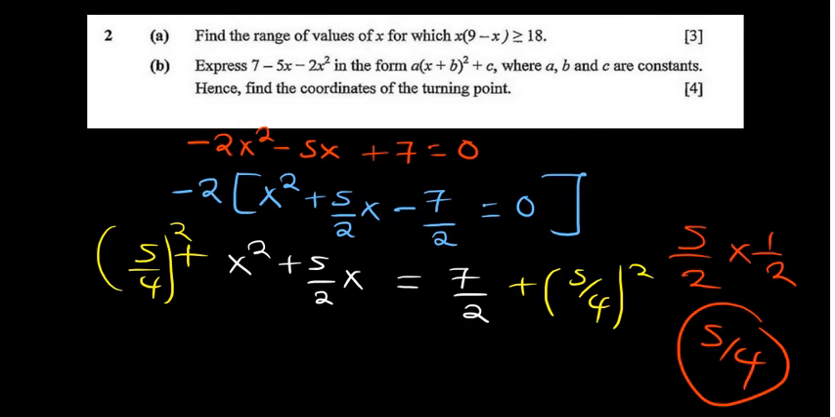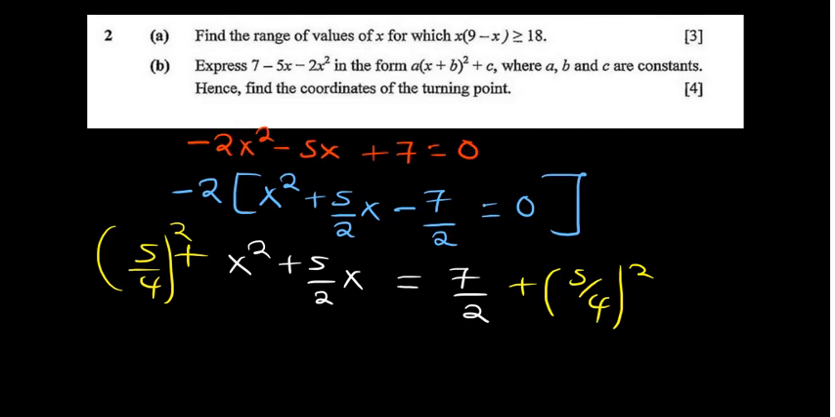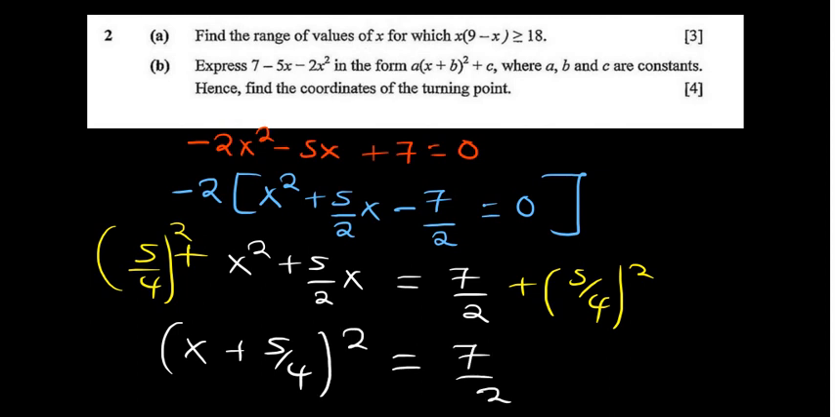Okay. So after this point, you need to group the squares. So the x term disappears, and we have x plus 5 over 4, all to the power 2, equal to 7 over 2 plus 5 over 4 squared, which is 25 over 16. So we've computed the square. We just need to simplify, then we are done.